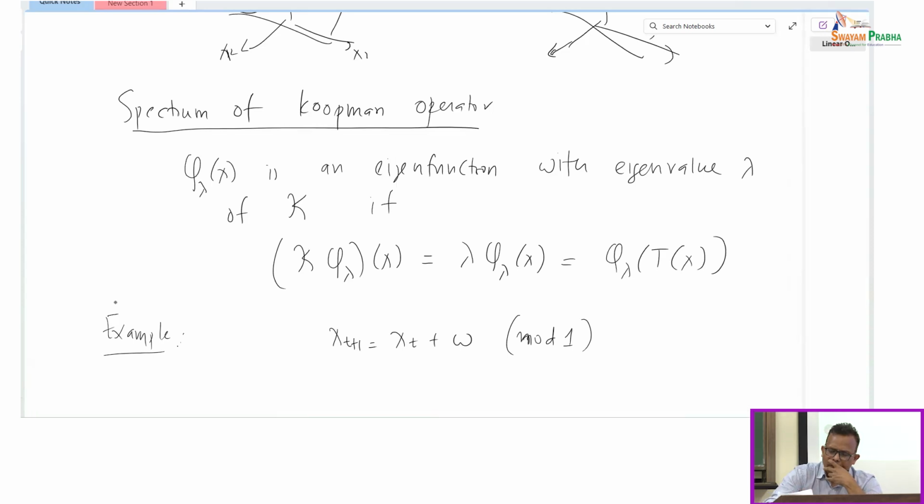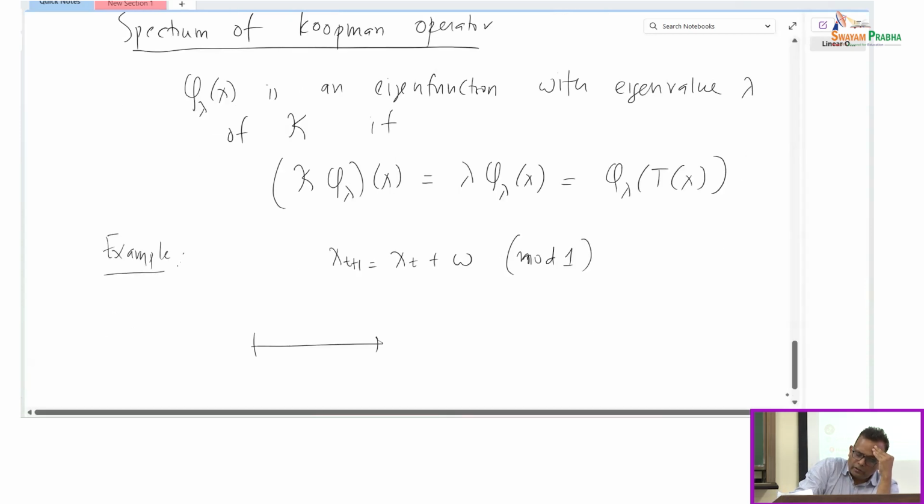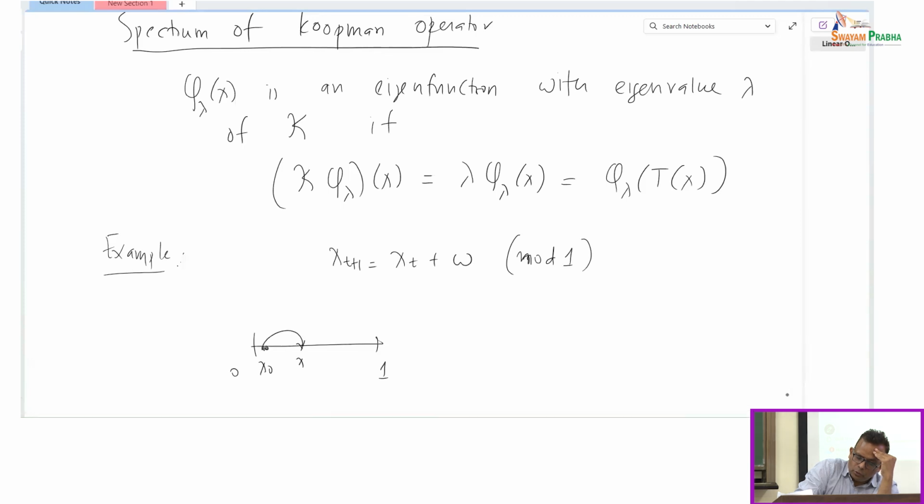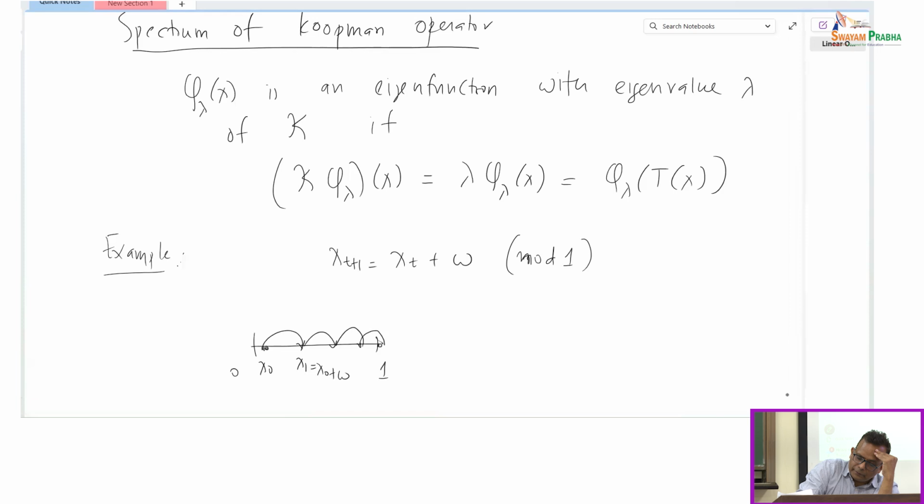It's very easy. Think about this interval 0, 1. Let's say you have x0, your next point you jump to x1, which is x0 plus omega, and then you keep on doing it. If you exit, then you come back, you do a mod, that means this point is identified with this point. So you bring it back to 0, 1.